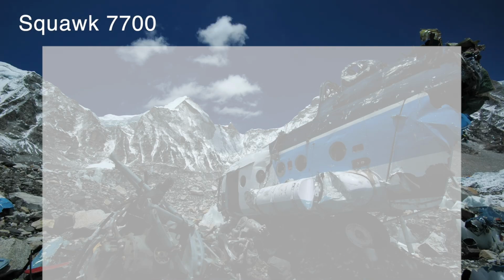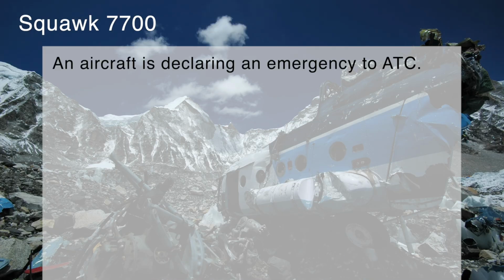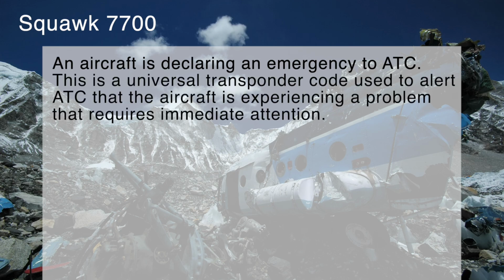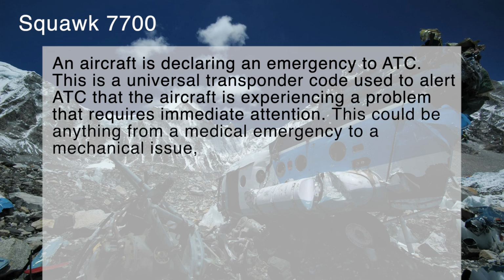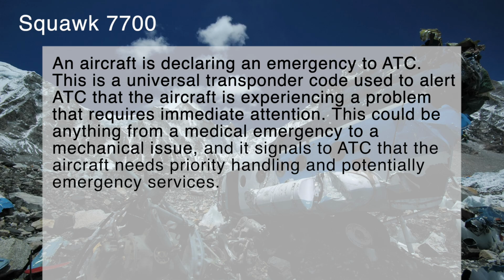Squawking 7700 means that the aircraft is declaring an emergency to ATC. This is a universal transponder code used to alert ATC that the aircraft is experiencing a problem that requires immediate attention. This could be anything from a medical emergency to a mechanical issue, and it signals to ATC that the aircraft needs priority handling and potentially emergency services.